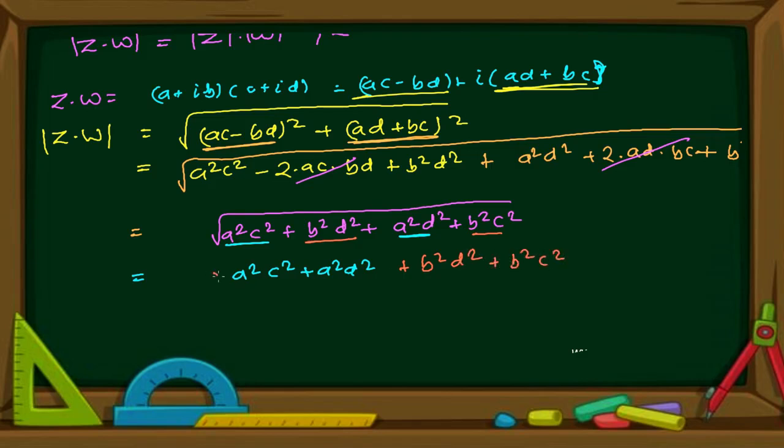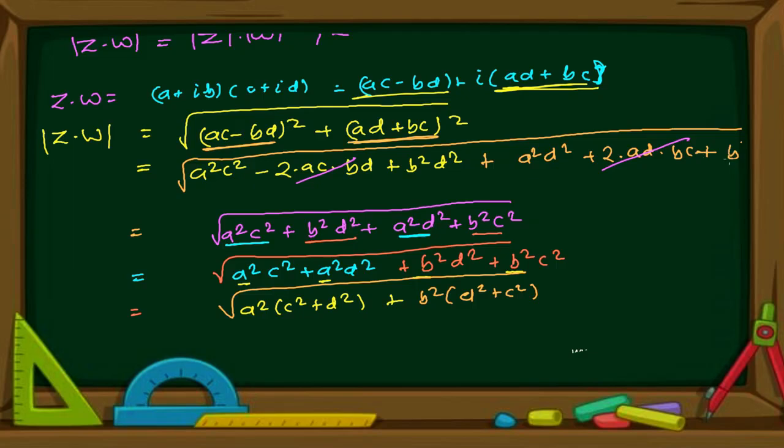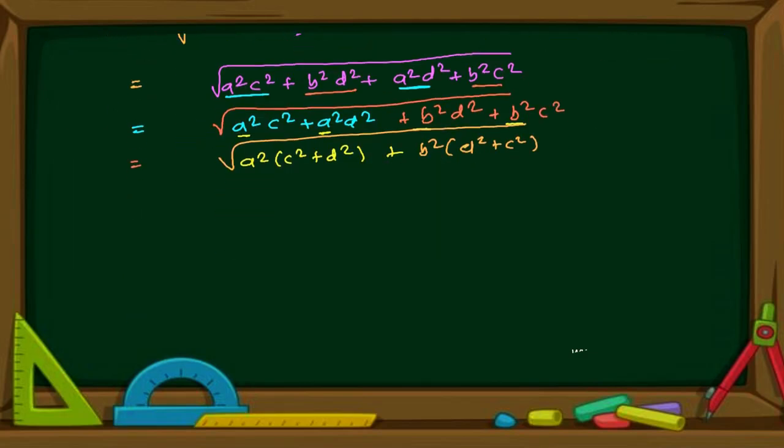And now see the magic of what is going to happen. I'm going to take the common a squared from both sides. So I'll get a squared, and in the bracket, I will get c squared plus d squared. Similarly, from here, I'm taking b squared common, so I will get b squared times c squared plus d squared. That's the same thing, right? And these all are inside the root.